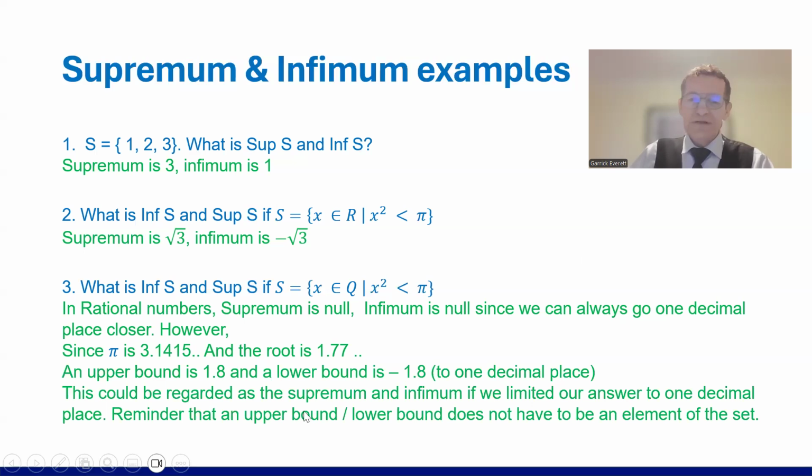So this could be regarded as a supremum or infimum if we limited our answer to one decimal place, with a reminder that the upper bound and lower bound do not have to be an element of the set, and neither do the supremum and infimum. So here's food for thought. Let's consider 1.7 and minus 1.7. Can you declare them as supremum and infimum if we're limited to one decimal place? I'll leave that for your brains to think on.